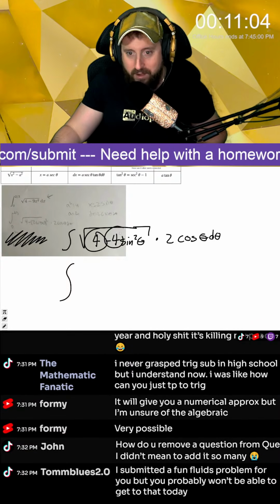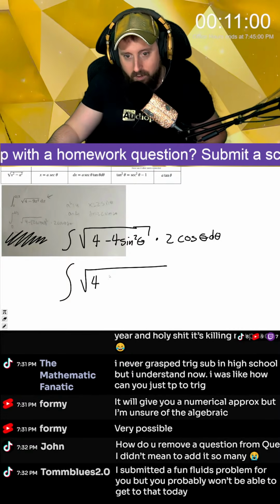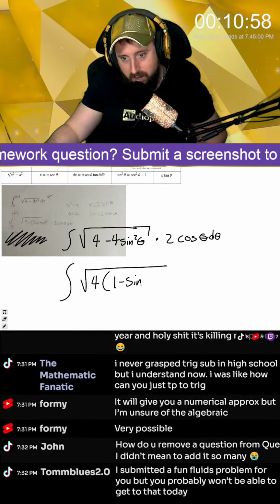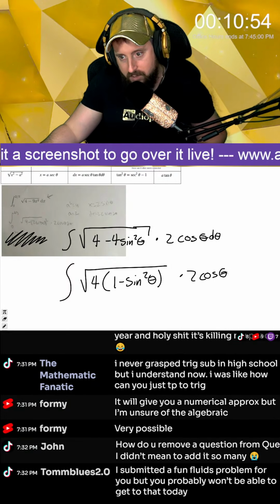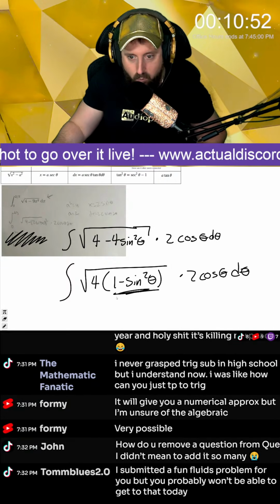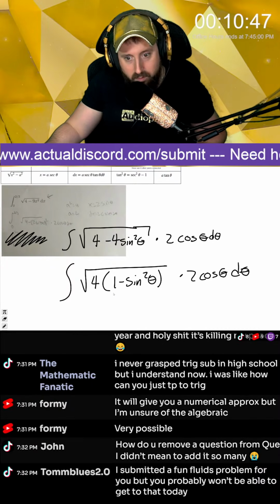Okay, you can pull a 4 out of all this, right? So this is the same thing as the square root of 4 times (1 minus sine squared theta), times 2 cosine theta d theta. And then the trick here is that 1 minus sine squared theta is the same thing as cosine squared theta.